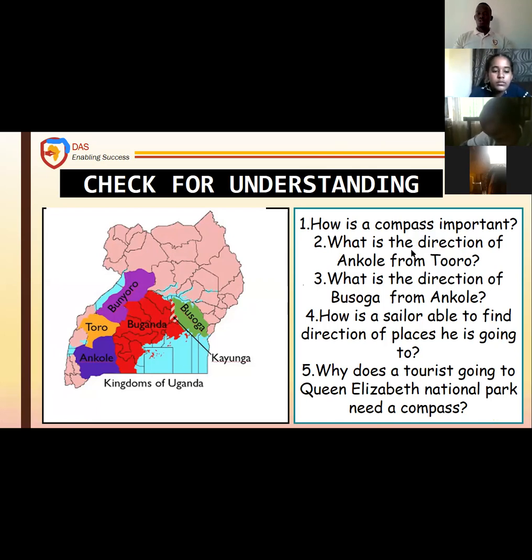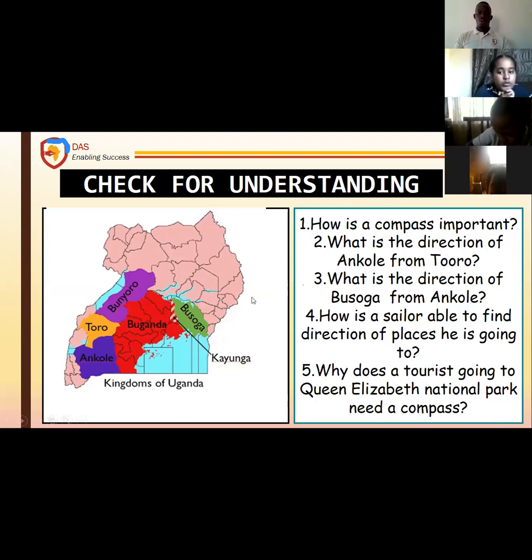What is the direction of Ankole from Toro? That one you have to get it on the map. Okay? That one you get it from the map. What's the direction of Ankole from Toro? You guys are busy writing. What are you writing? When this work is already in Google Classroom. What is the direction of Ankole from Toro? What's the answer?